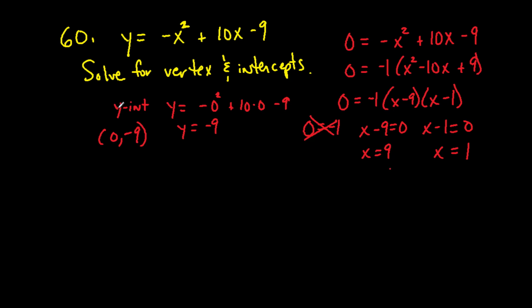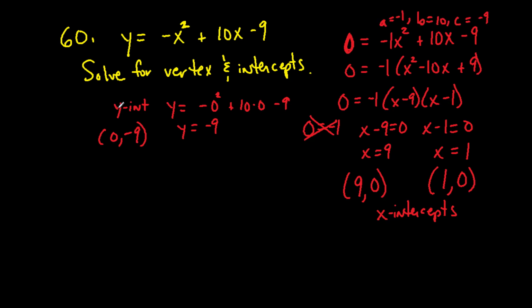So this is giving us some intercepts. When x is 9, y was 0. And when x was 1, y was 0. And the third intercept is 0, negative 9. Okay, so you have your two x-intercepts here. And again, those are found by setting y equal to 0 and solving for x. You could still plug those into the quadratic formula. I just found it a little bit easier to factor this one since it's factorable.